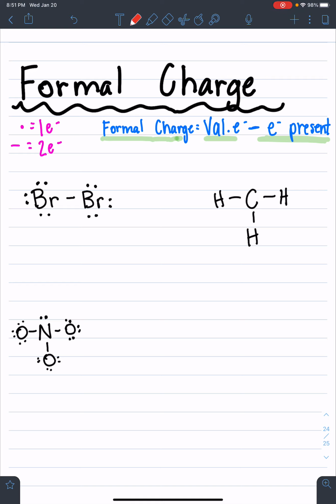First we're going to learn how to figure out the formal charge from a Lewis dot structure. So you can pause the video if you want to write down the little notes that I made and write down these examples down here. Otherwise I'm going to keep going.